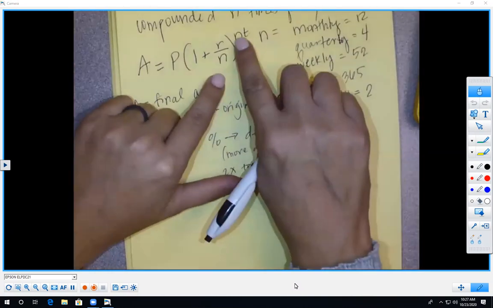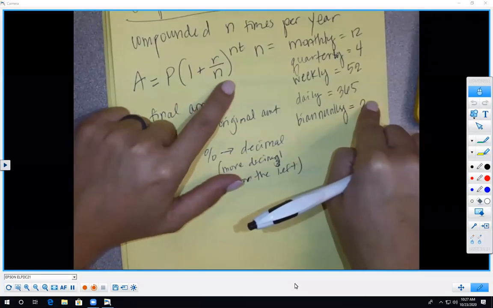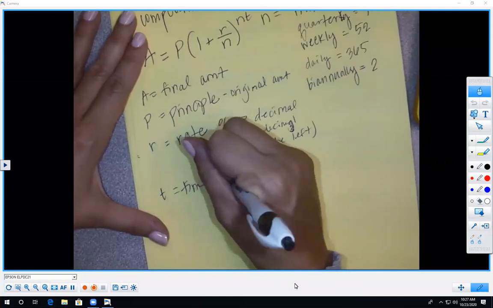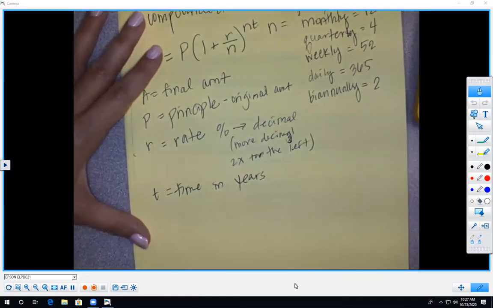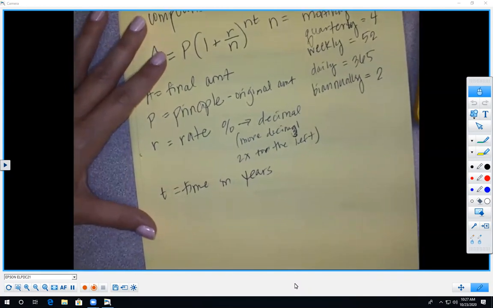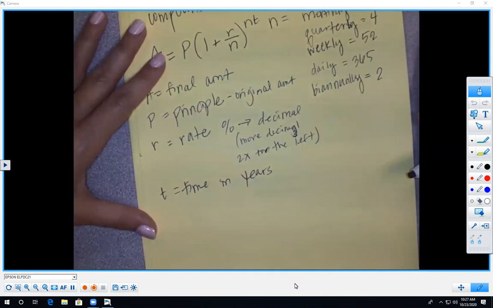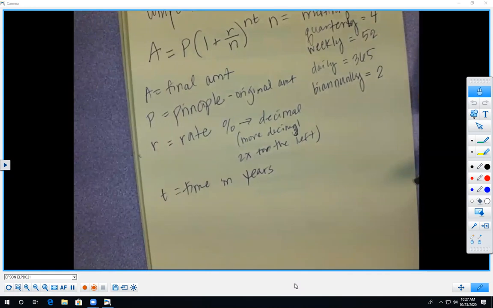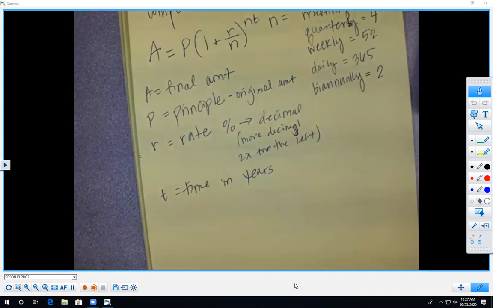And then we already wrote n. n is a number based on how many times it's compounded per year. And t is the time in years. So if it's in an account for 1 year, t would be 1. If it's in an account for 5 years, t would be 5. If it's in an account for 25 years, t would be 25. Okay, so let's do a couple of problems.